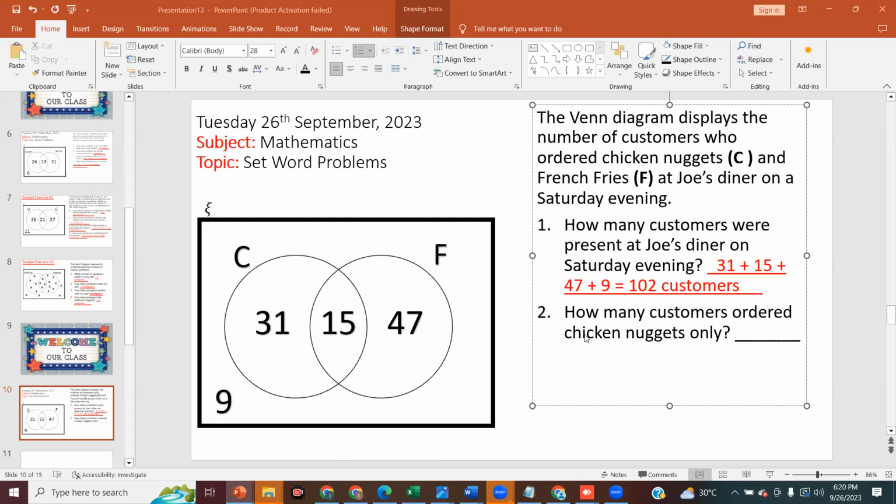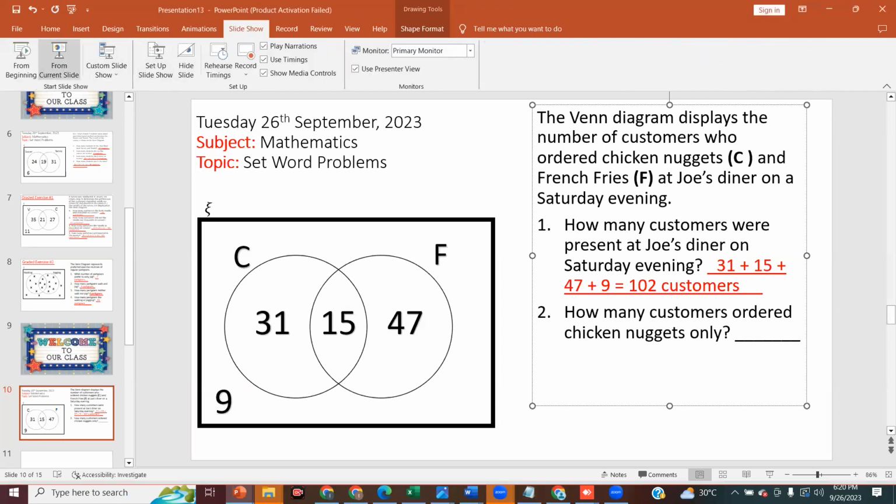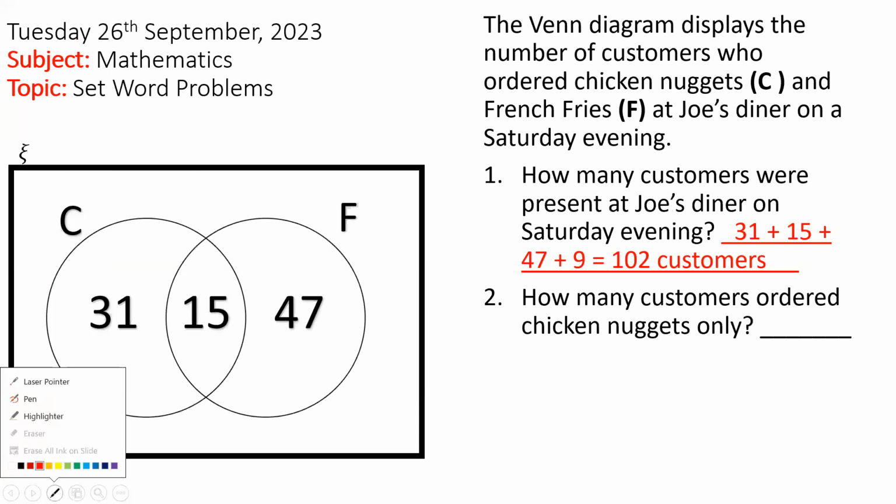I put 46 because, as you know, it's an intersection. 15 of them chose fries and chicken nuggets, so you have to add the 31 with the 15. So we add 31 and 15. That's what you're thinking. All right. Mr. Petit, I remember what you said now. You said how many customers ordered chicken nuggets only.